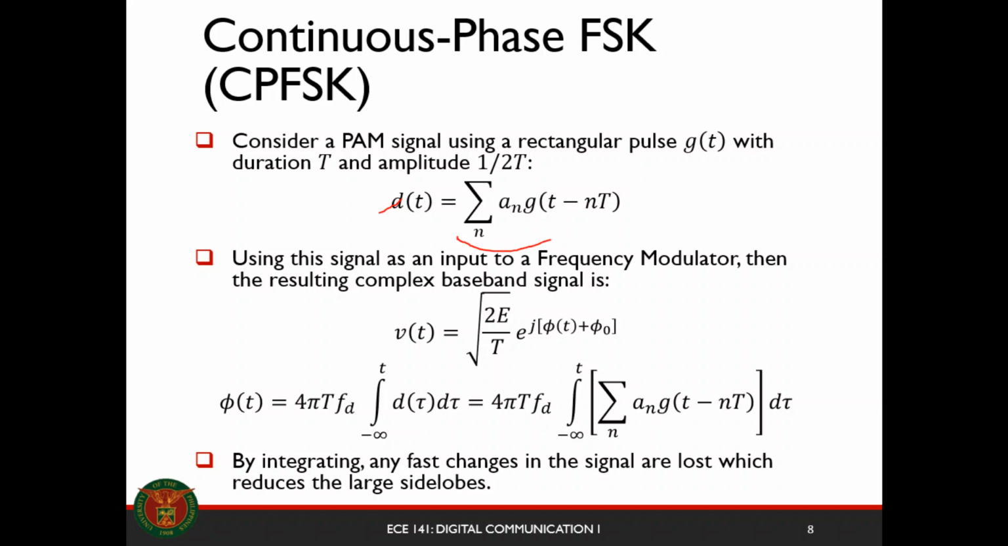So this is actually the structure of a PAM signal. Your A sub n is the amplitude at the time t equal to nT. And g of t is a pulse with duration T and amplitude 1 over 2T. So an example of your g of t would be a rectangular pulse, from 0 to T, and its amplitude would be 1 over 2T.